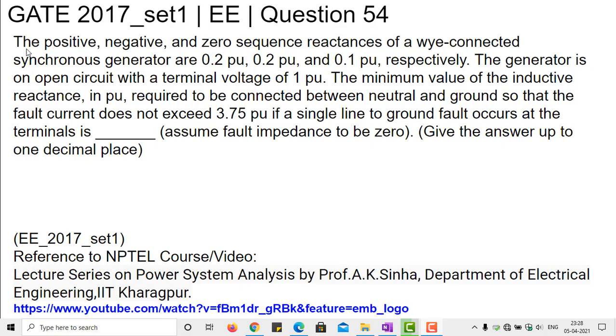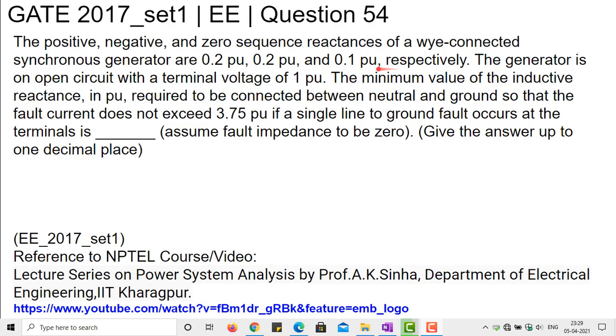Welcome all. Now I am going to discuss question number 54 from the GATE 2017 paper Set 1 Electrical Engineering. The question is: the positive, negative and zero sequence reactance of a star connected synchronous generator are 0.2 per unit, 0.2 per unit and 0.1 per unit respectively.